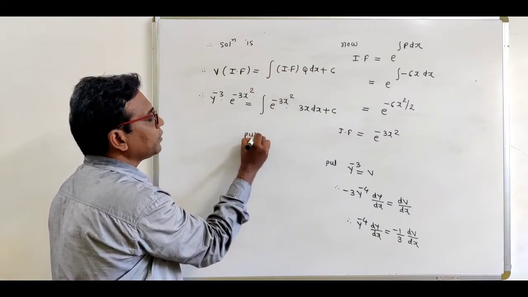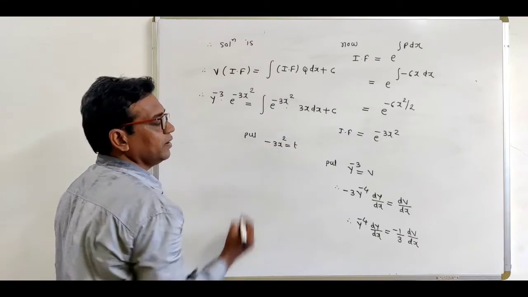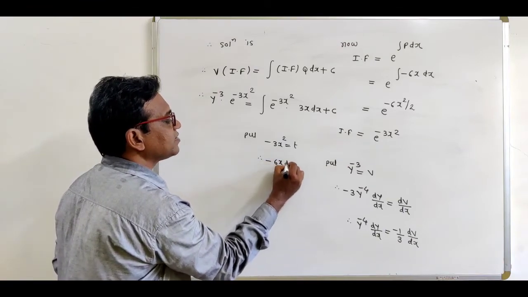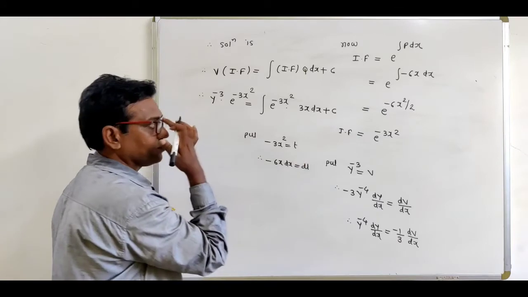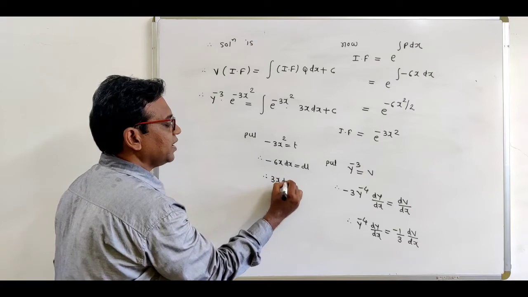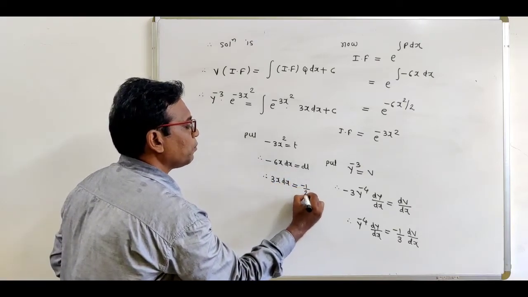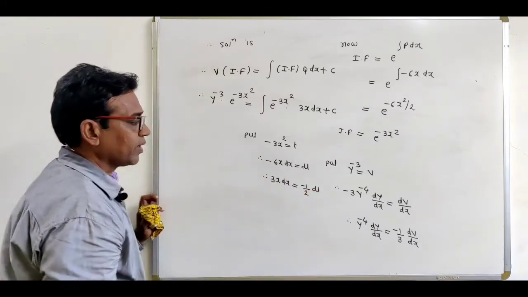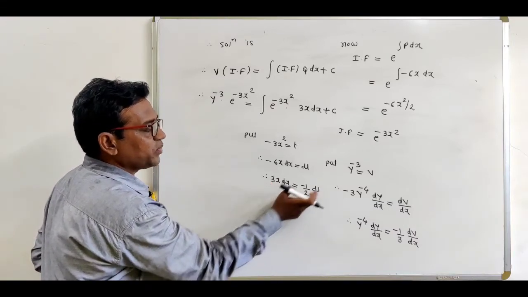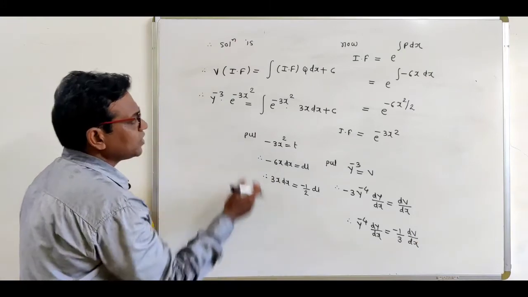So right here, put the exponential power minus 3x square equal to t. So what is the derivative? The derivative will be minus 6x dx equal to dt. Now we require here 3x dx. So what is the value of 3x dx? 3x dx equal to, just divide by -2, so this is -1/2 dt. 3x dx will be -1/2 dt. Just divide by -2.